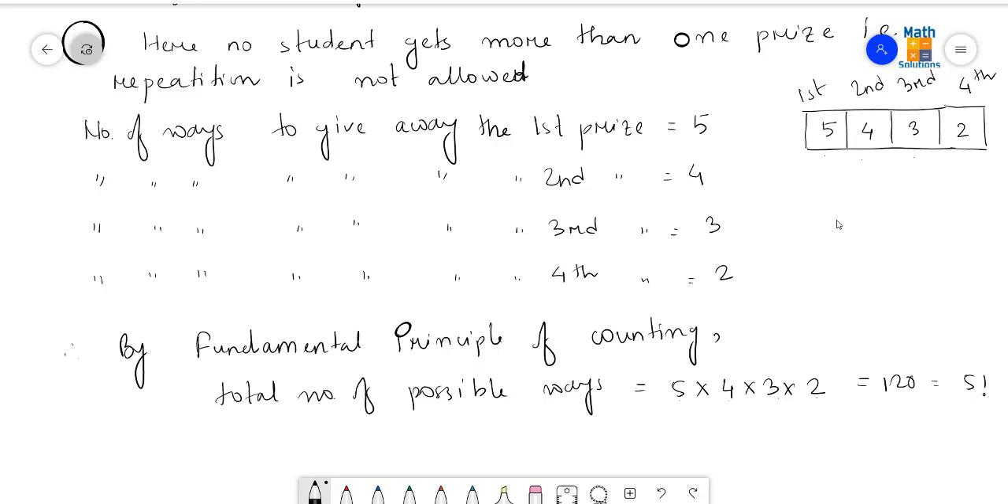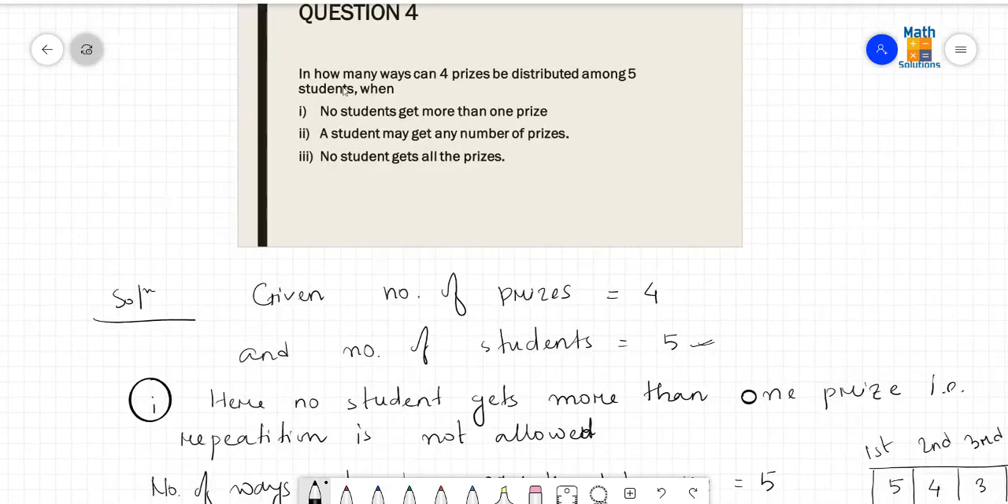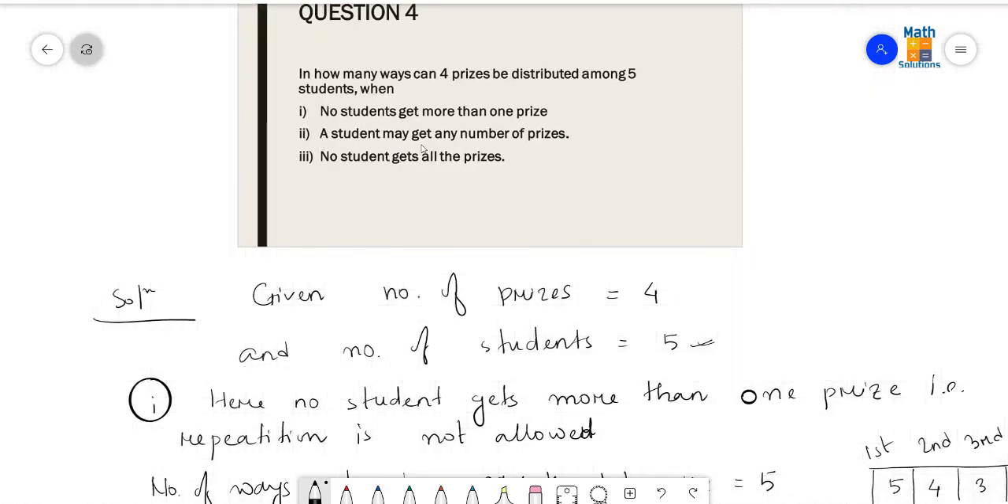Now coming to the second question, let us check what the second question says. The second question is what? A student may get any number of prizes. That means any student can get any number of prizes. That means what? Here in this case, repetition is allowed.